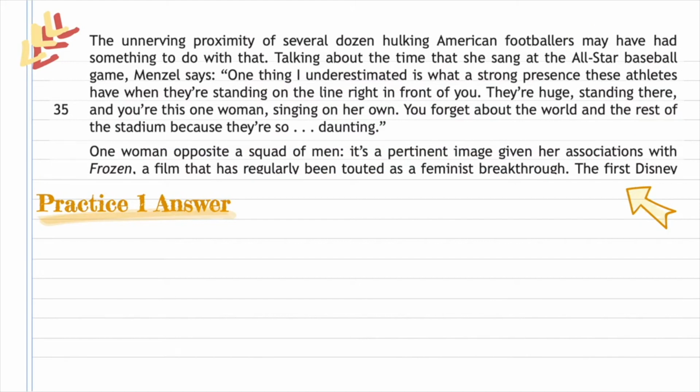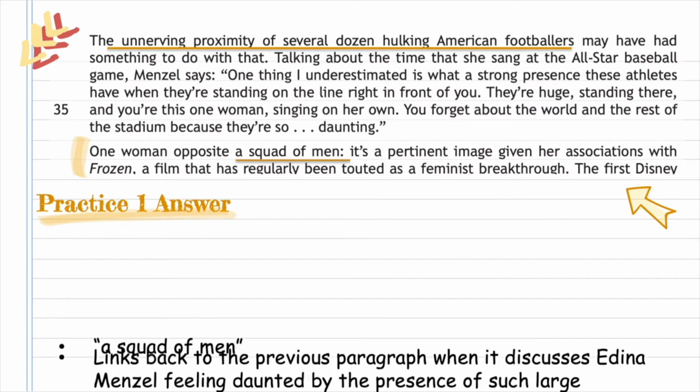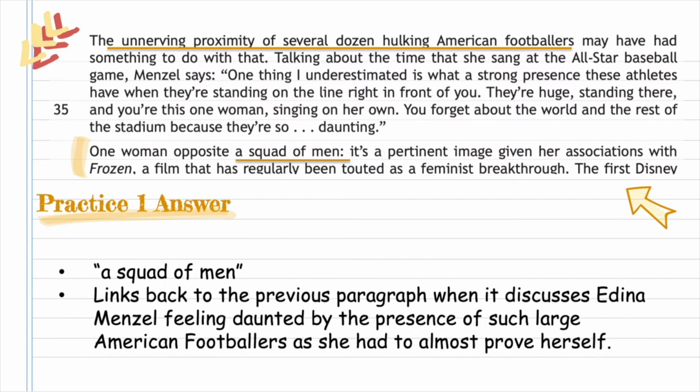I know I need to answer the question opening with a quote from the linking sentence. I've identified a squad of men, and I know that it links back to American footballers. So I need to quote a squad of men, and paraphrase what the previous paragraph is all about, which is Adina performing in front of these sportsmen. So I say, a squad of men links back to the previous passage when it discusses Adina Menzel feeling daunted by the presence of such large American footballers as she had to almost prove herself. So I know that I've quoted and I've linked back.